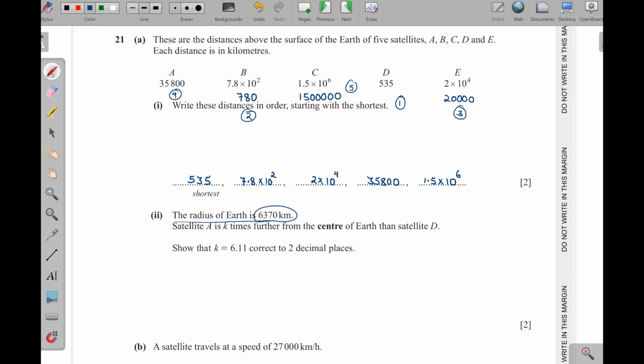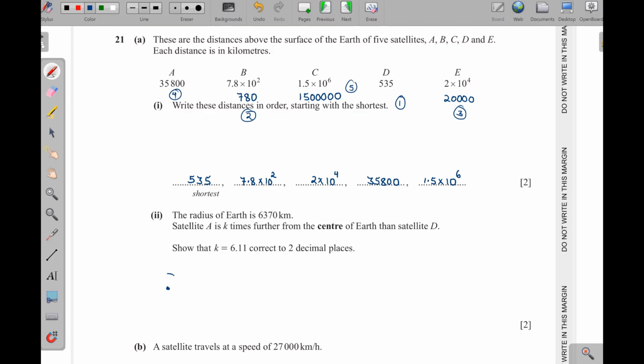Roman 2, the radius of the Earth is 6370 kilometers. Satellite A is k times farther from the center of the Earth than satellite D. Show that K is equal to this, to 2 decimal places. If this is the Earth, the radius of the Earth is this one here. So we have something like this.